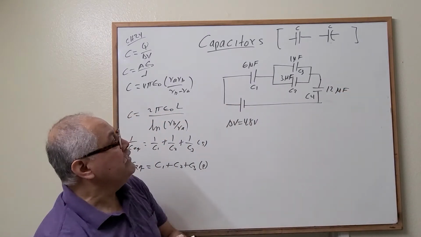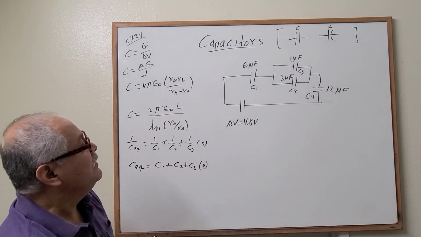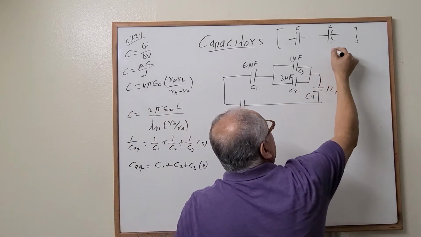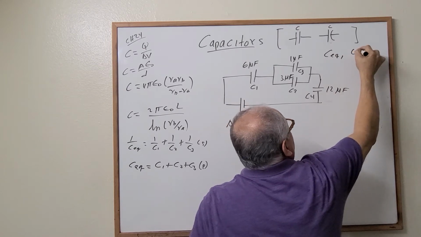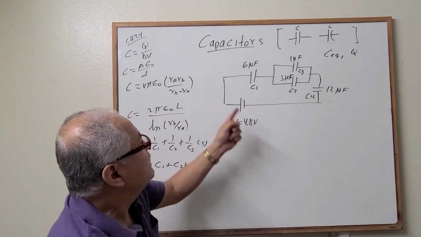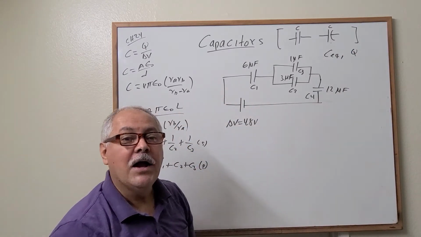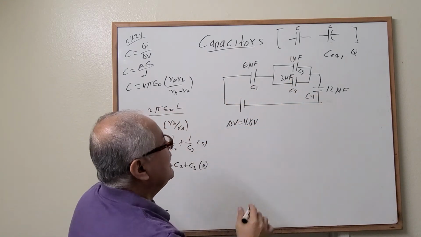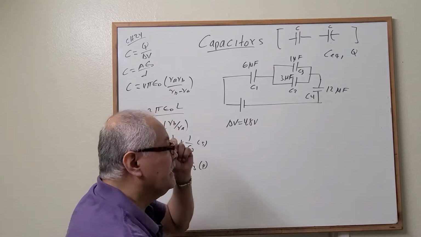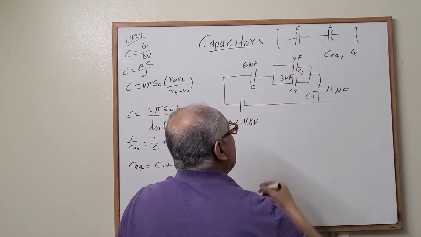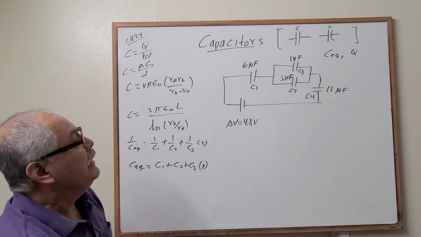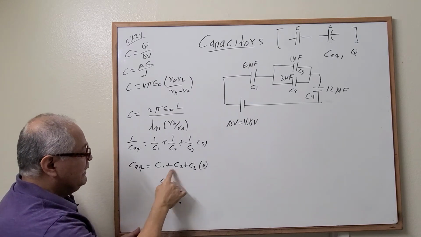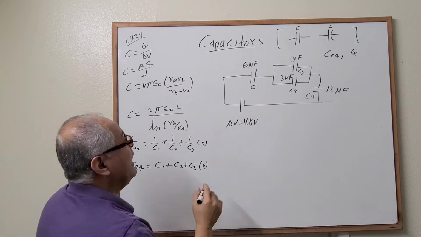Okay, let's try to find that equivalent capacitance. Again, let's find the equivalent capacitance. Also, let's find the charge in each capacitor. Okay, let's do it. Let's try to reduce this circuit. First, let's work with these capacitors in parallel. Remember, in parallel we add these two capacitors, right?